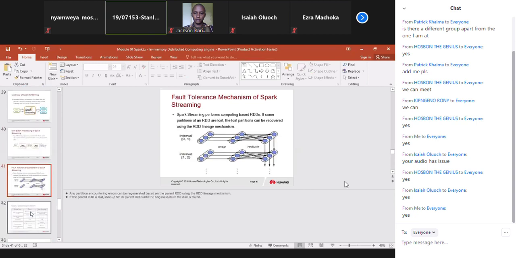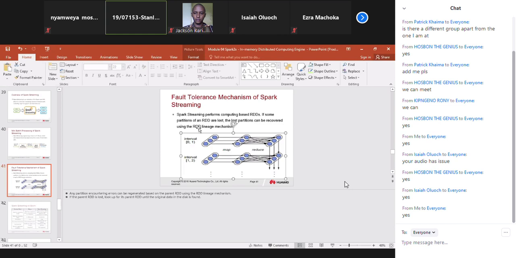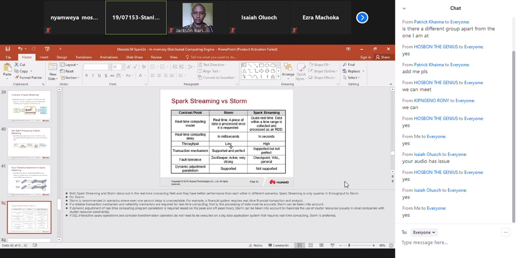Then fault tolerance mechanism. You find Spark streaming performs computing based on RDDs. If some partitions of an RDD are lost, note this one will come in the exam, the lost partitions can be recovered using the RDD lineage mechanism. And here there is a comparison between Spark streaming and Storm. I want you to go and read this. Also, this one will come in the exam, the differences between Spark streaming and Storm.